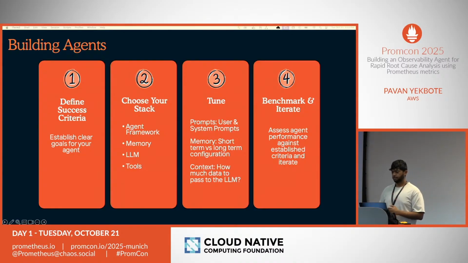Then the third step is very critical, which is tuning. You want to tune your prompts, your user prompts and system prompts. You want to tune your memory, right? How much history in a conversation do you want to share with your agent? Do you want to share facts with your agent, right? And the last one, which is very key again, is how much data do you want to pass to the LLM, right? You can query any metric system or any trace system and you can end up having thousands of records. It's not feasible for you to send all this raw data to an LLM because the context window is limited, right?